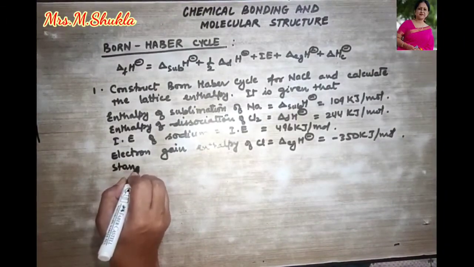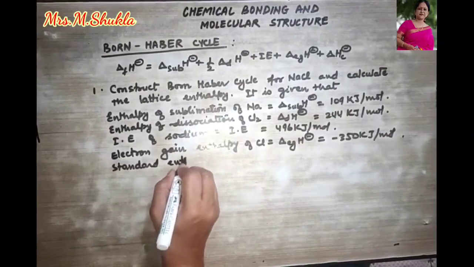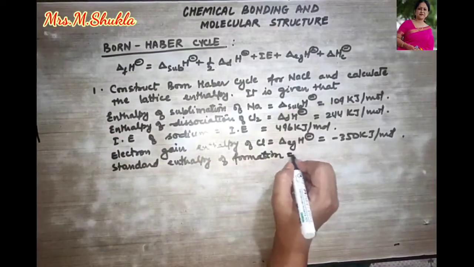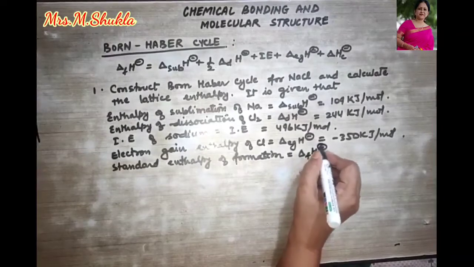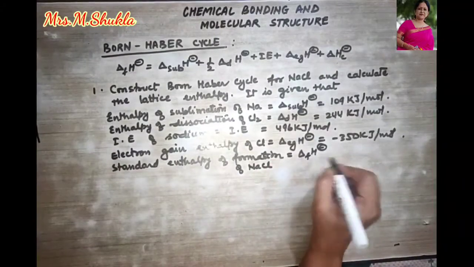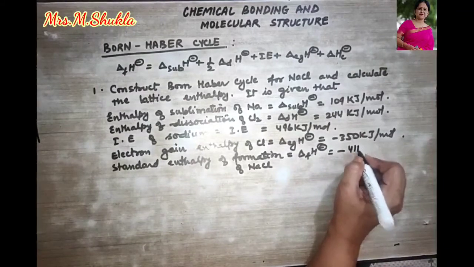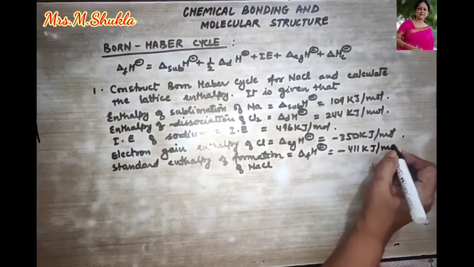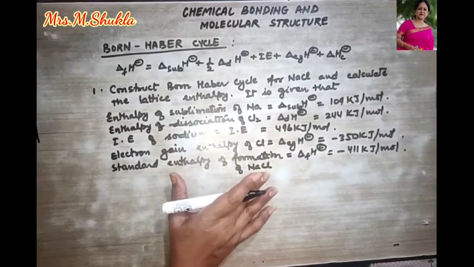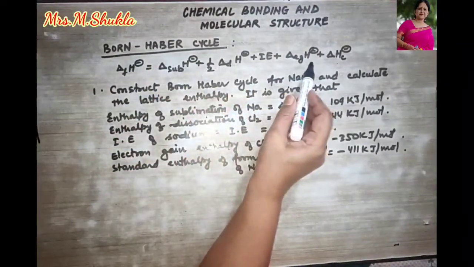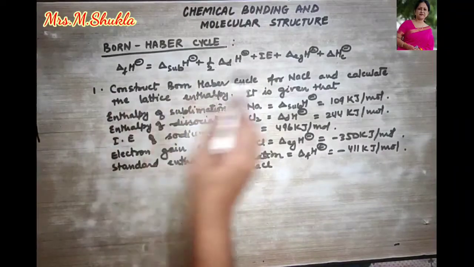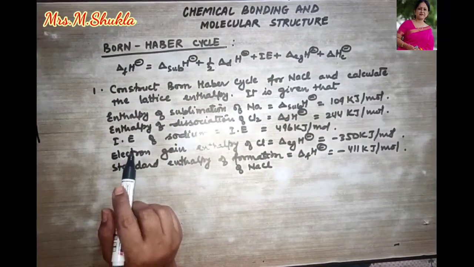And even the standard enthalpy of formation, which is also represented by delta FH, of NaCl is given to you, which is equal to say minus 411 kilojoules per mole. Right, now you have to construct a Born-Haber cycle. So firstly I will teach you how to do the calculation based on this formula, and also I am going to construct a Born-Haber cycle just now. Firstly, let us understand how to calculate the lattice enthalpy.